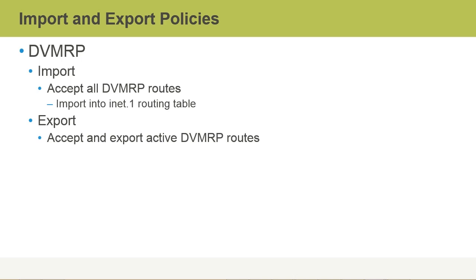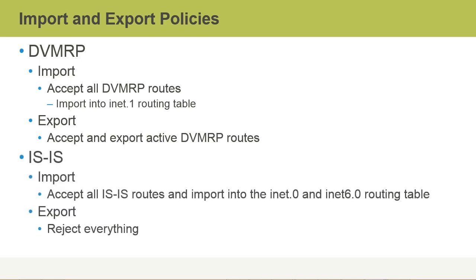The DVMRP protocol has a default action of accept all DVMRP routes for importing and to import those into the inet.1 routing table, while the default action for exporting DVMRP is to accept and export active DVMRP routes. ISIS has default policies, such as the import policy is to accept all ISIS routes and import them into the inet.0 and the inet6.0 routing tables. The default export policy is to reject all ISIS routes.